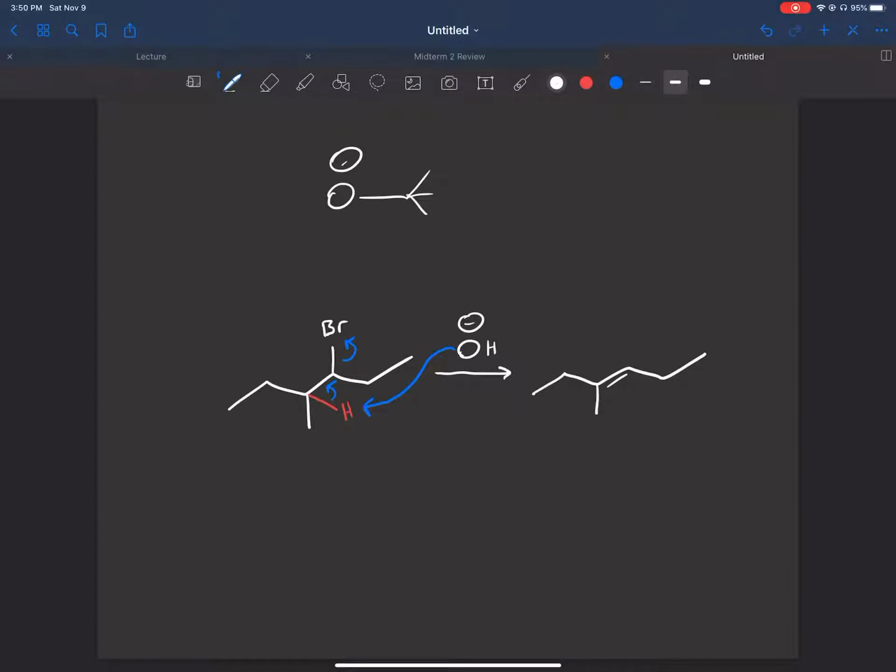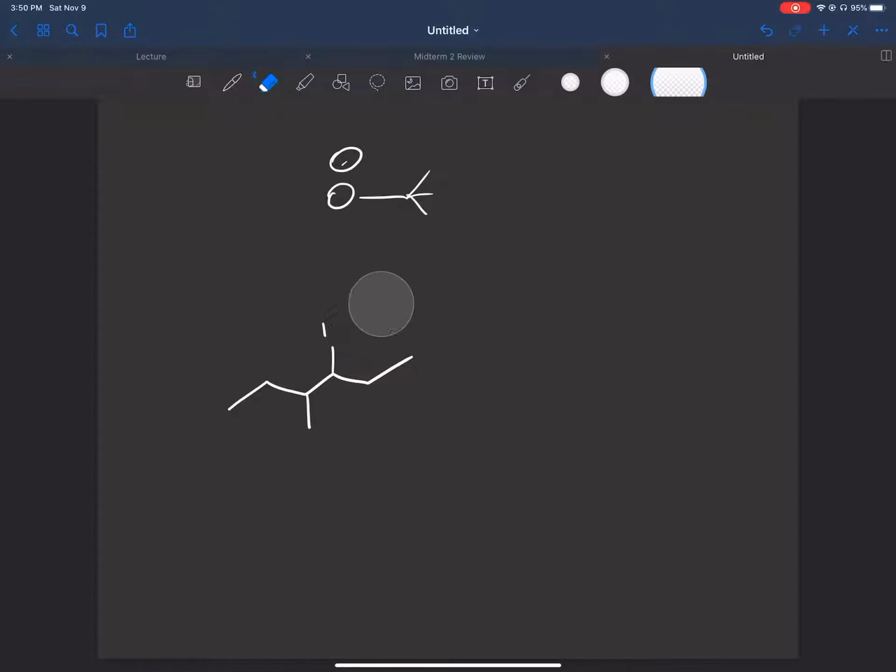Now, what if I change the OH minus to tert-butoxide? Let's erase this and draw it here. How does this change anything we've done? Tert-butoxide is a bulky base. The problem with a bulky base is this hydrogen over here, which is on a tertiary carbon. It now has to navigate all the way through, make sure not to hit that methyl, and get around it. Because it's so bulky, it's hard for it to do that.